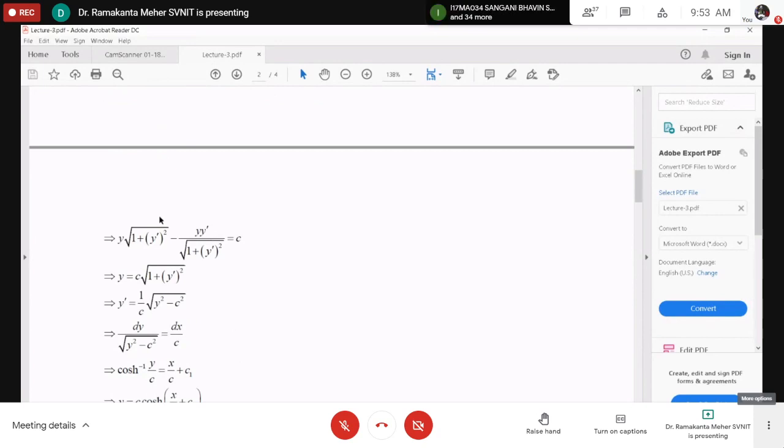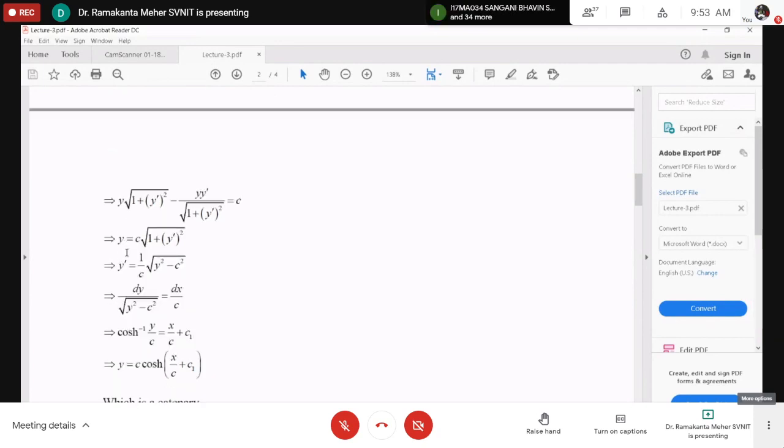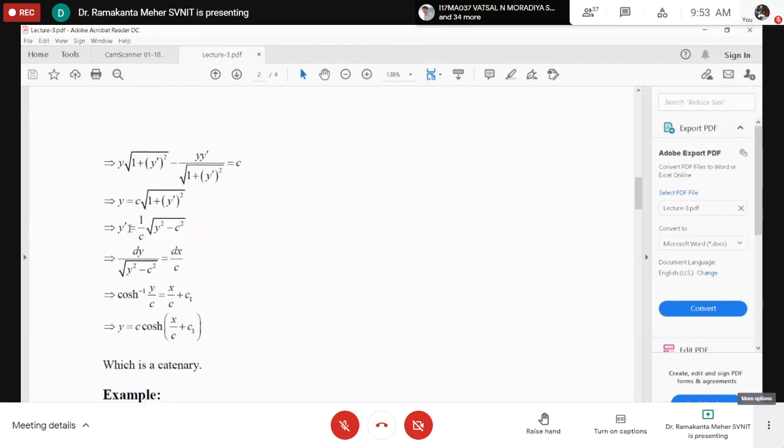Now, if you further simplify this one, you can get the equation like this: y equal to c into root over of 1 plus dy by dx whole square. Upon further simplification, this becomes y dash equal to 1 by c, this one. And if you write this as dy by dx equal to 1 by c root over of y square minus c square, or you can write dy divided by root over y square minus c square equal to dx, which can be taken to the right hand side. So you can write dx by c.